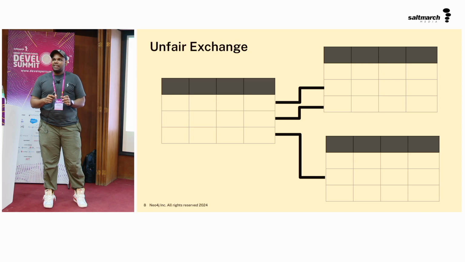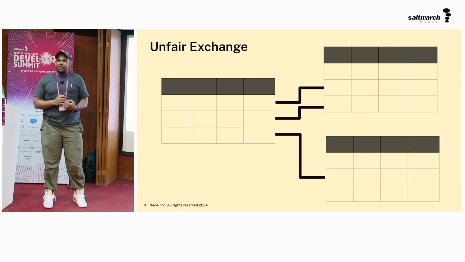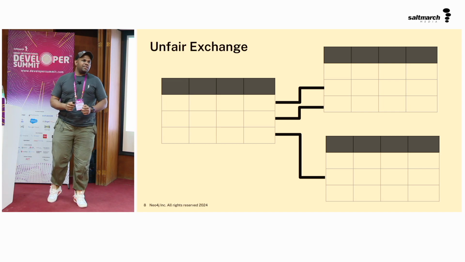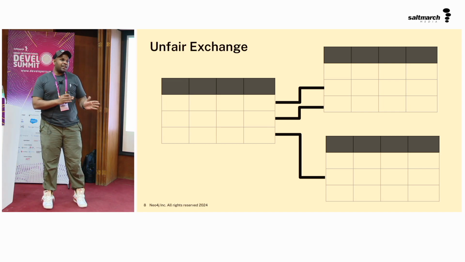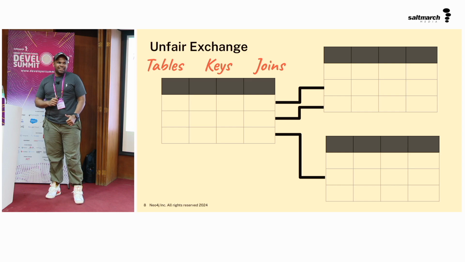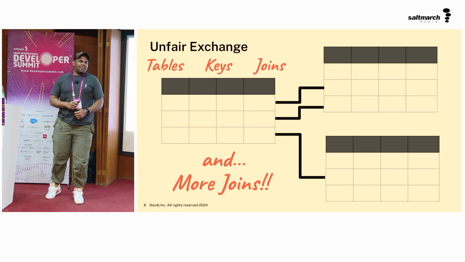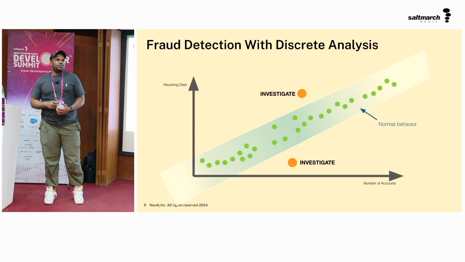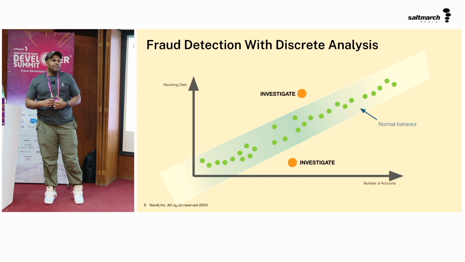The information is connected. But when we start storing this information, the technology we have makes us separate it, and we lose a lot of information. That's why I call it the unfair exchange. You want to store information in a structured way, but you start losing all the good information that is already generated. You're not enriching it, it's already generated, but you lose it when you store it. So what are we exchanging it for? We're exchanging it for tables, keys, and joins, and more joins, and a lot of joins, and it goes on forever.